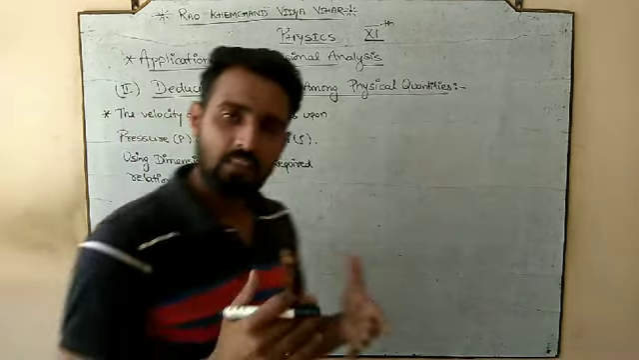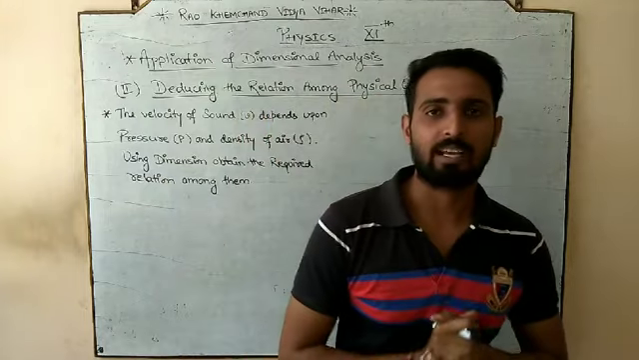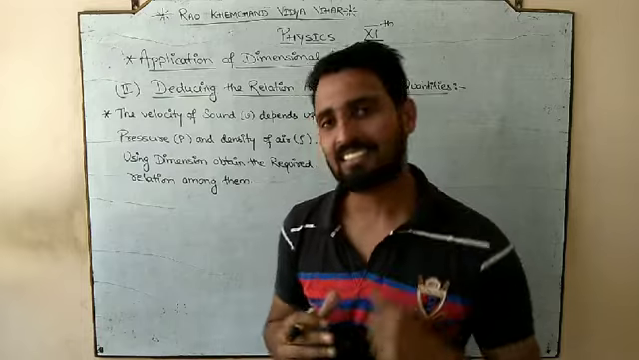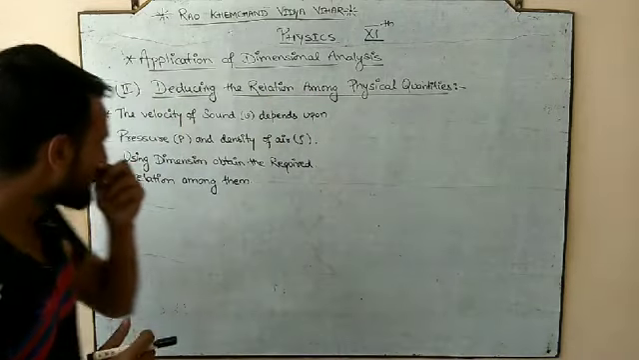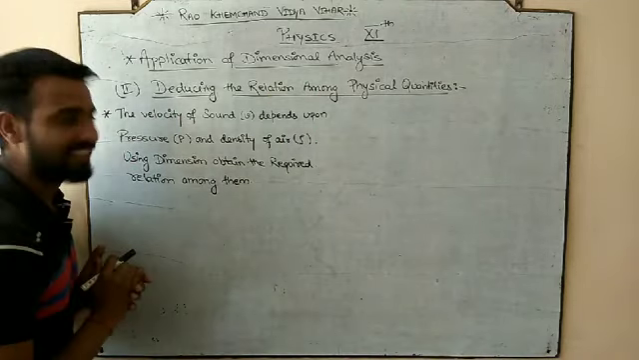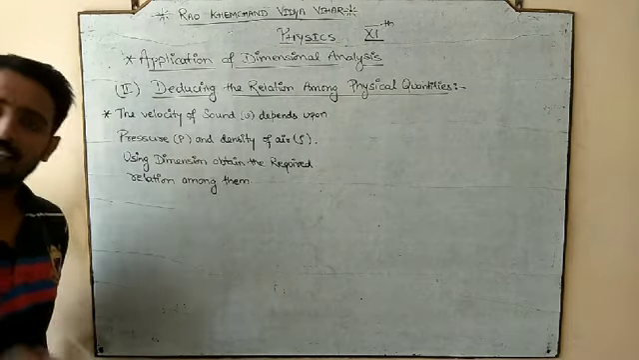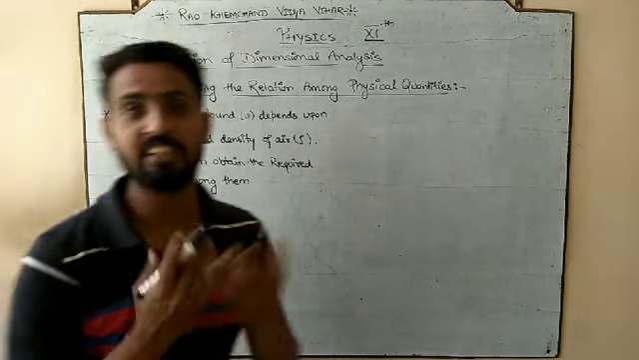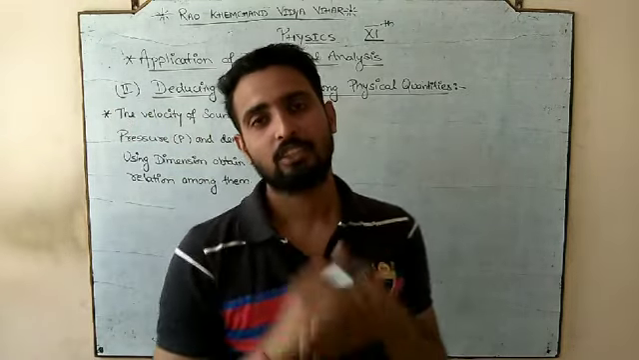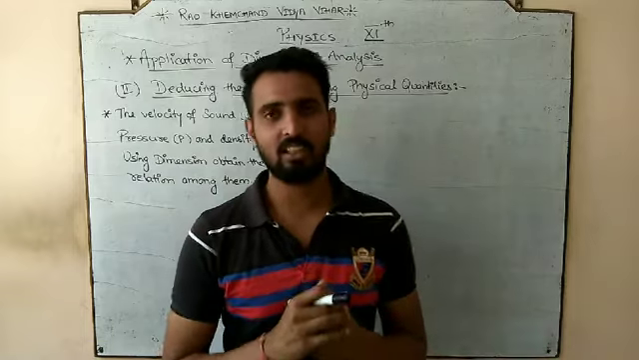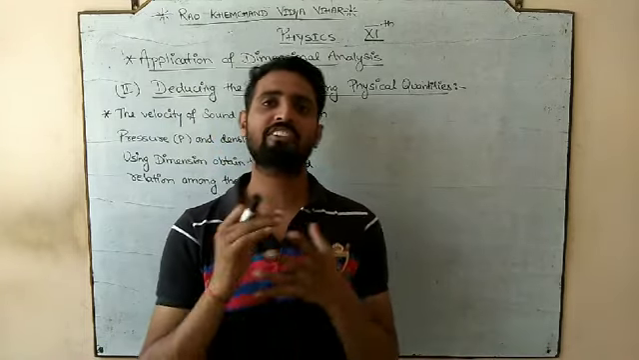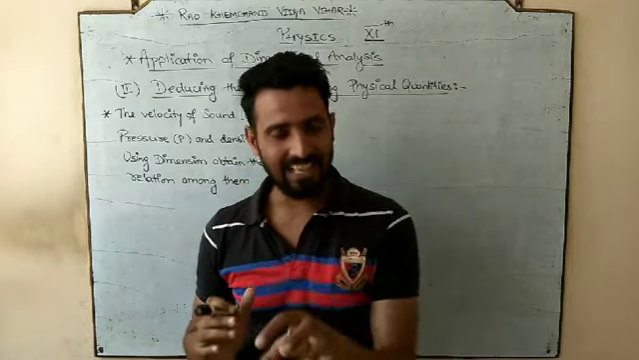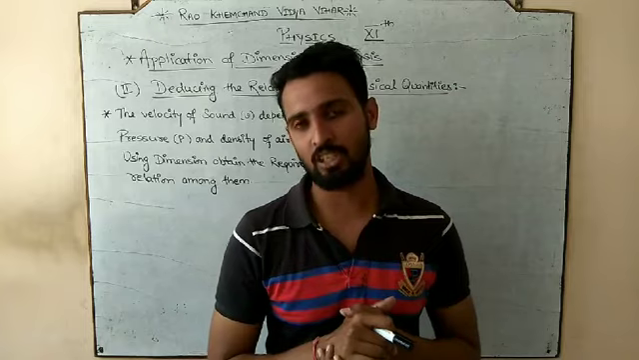Okay everyone, we have discussed the first application of dimensional analysis, and now we are approaching the second application. So what is the second application of dimensional analysis? It is deducing the relation among the physical quantities. Deducing means deriving. So the second application helps us to derive a relation between various physical quantities. If you want to derive a particular formula, it can help you to derive the relation among them.